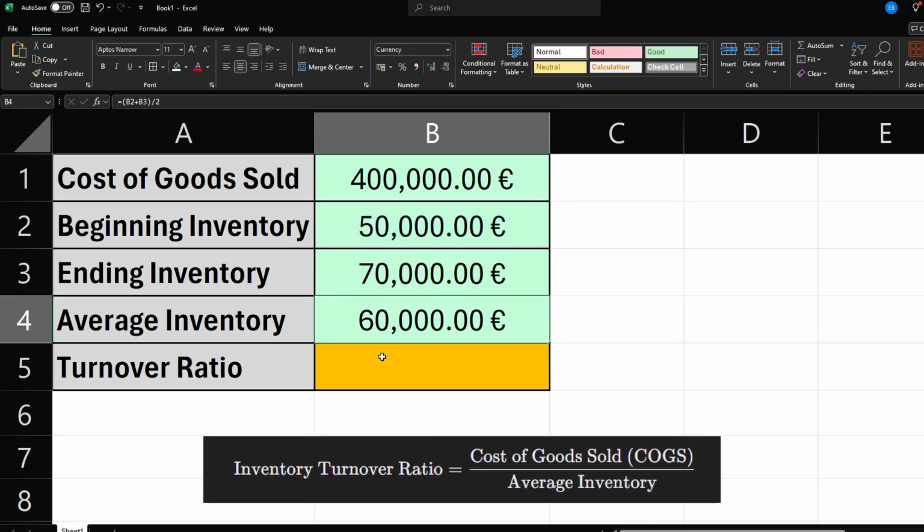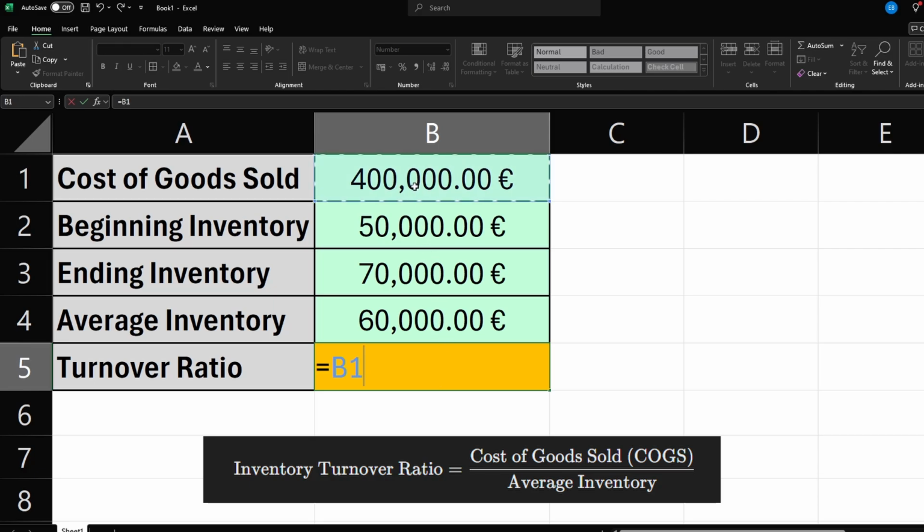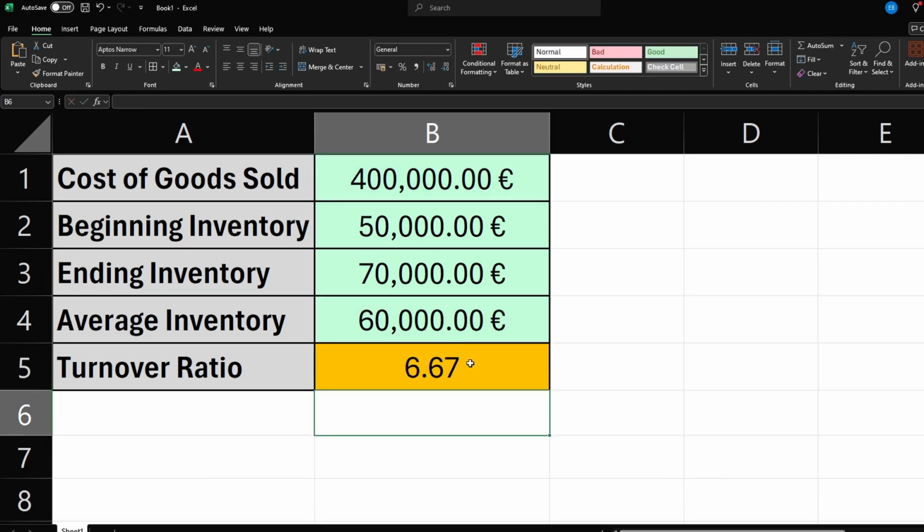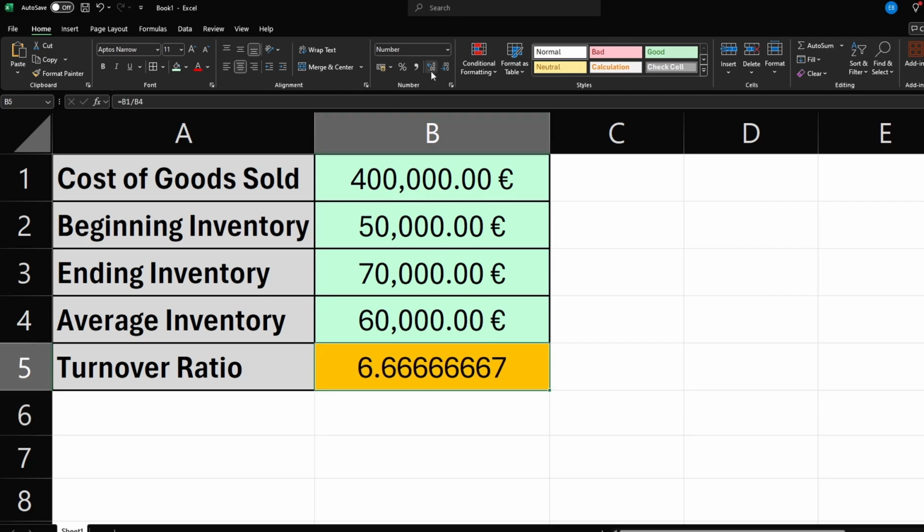Next, to calculate turnover ratio, divide the cost of goods sold by the average inventory. Excel will return 6.67, which means the inventory turned over approximately 6.67 times during the period.